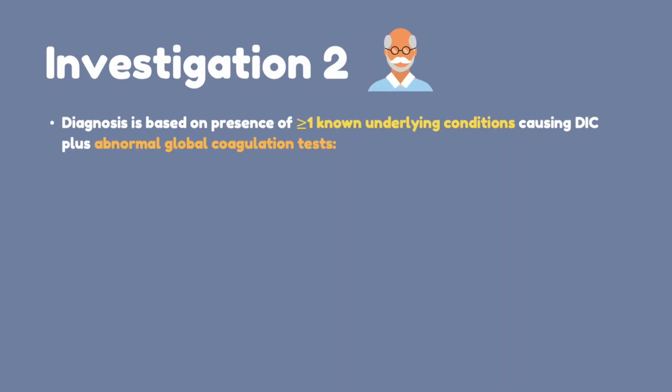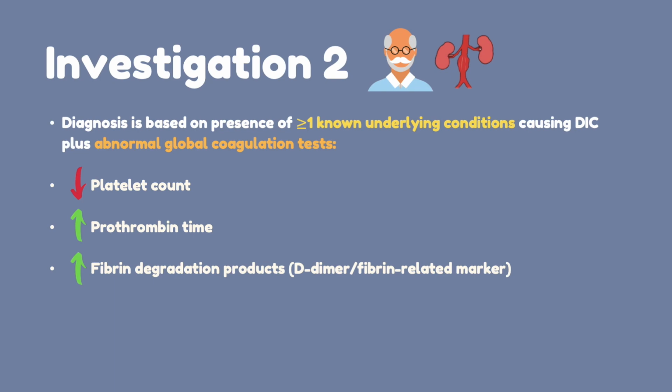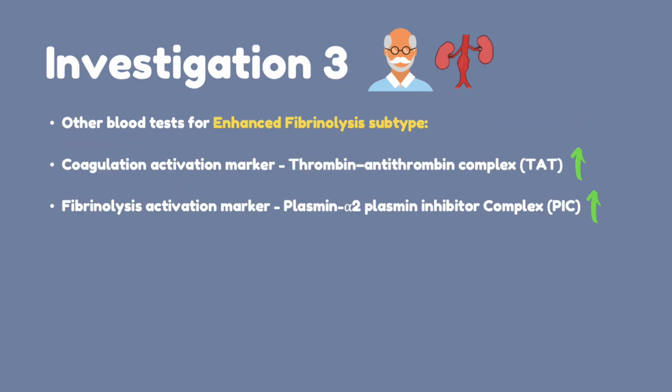Anyway, back to Jed. As I previously said, diagnosis requires an underlying condition, and as shown on the CTA, Jed has a AAA. Jed's global coagulation tests came back as the following: decreased platelet count due to consumption coagulopathy, increased prothrombin time due to less clotting factors, increased fibrin degradation products from fibrinolysis as previously illustrated, and a decreased fibrinogen level. Other blood tests were performed to shed light on the subtype of DIC. Jed's coagulation and fibrinolysis activation markers were high, and consequently, alpha-2 plasmin inhibitor was significantly reduced.